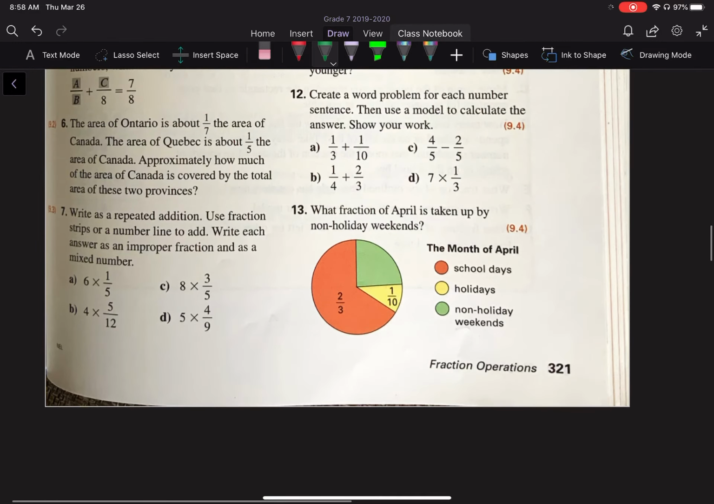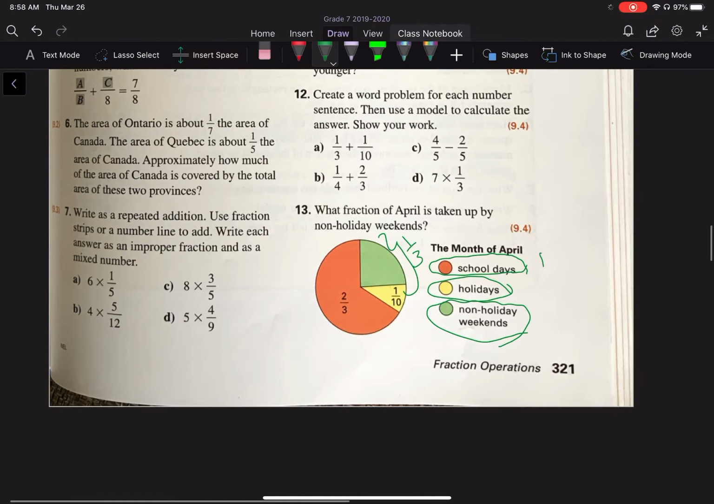Let's do number 13 together. What fraction of April is taken up by non-holiday weekends? So we got 2/3 of them are school days, 1/10 are holidays. So the non-holiday weekends, you need to figure it out. So if we know 2/3 are school days, then this whole thing here is 1/3, right? So all we need to do is find what's 1/10 of 1/3.